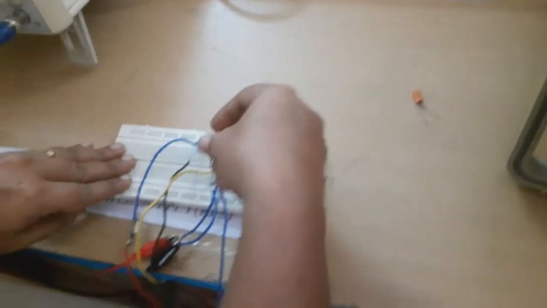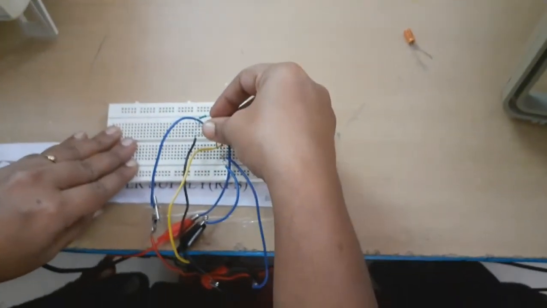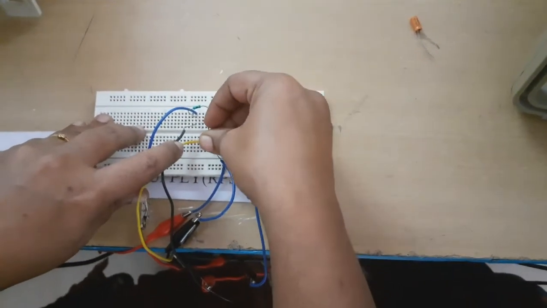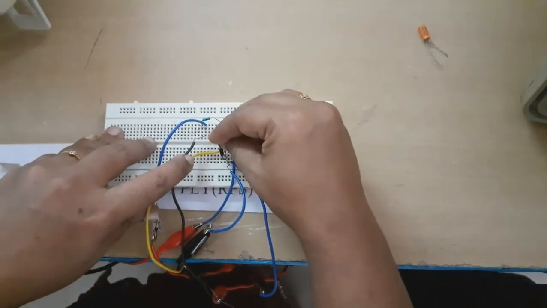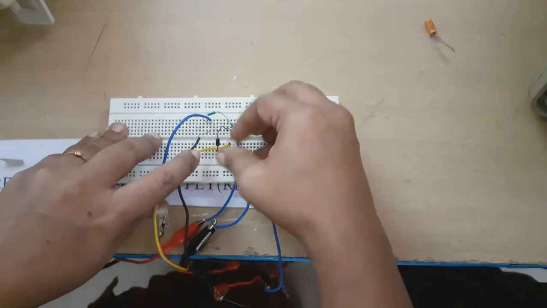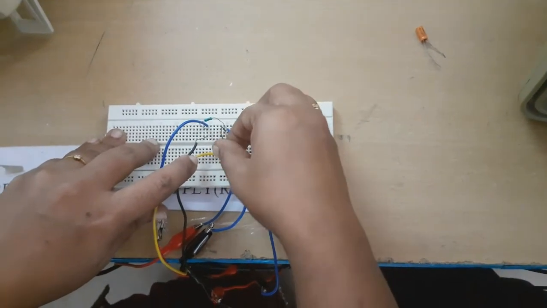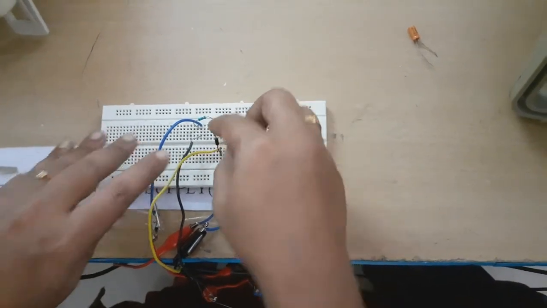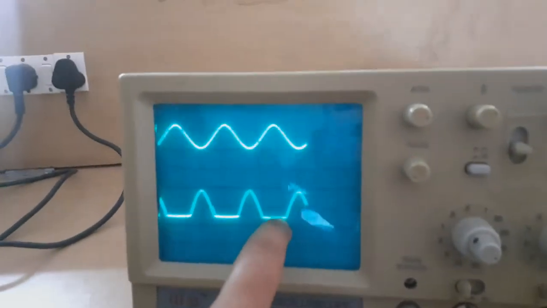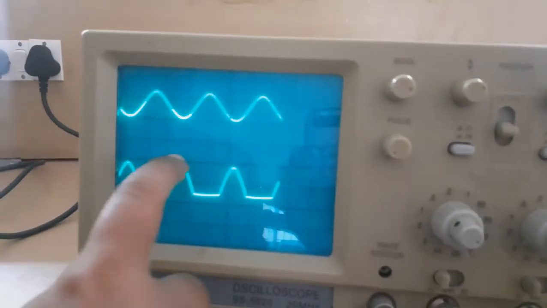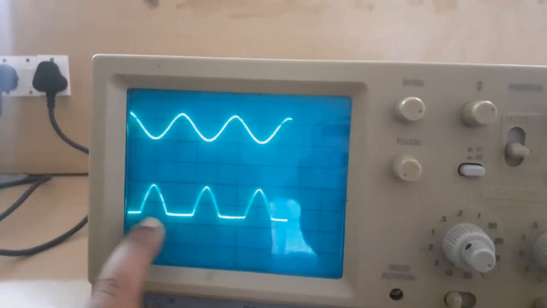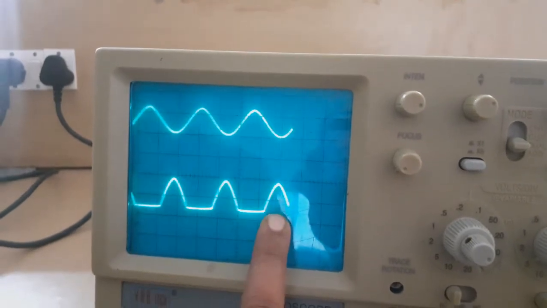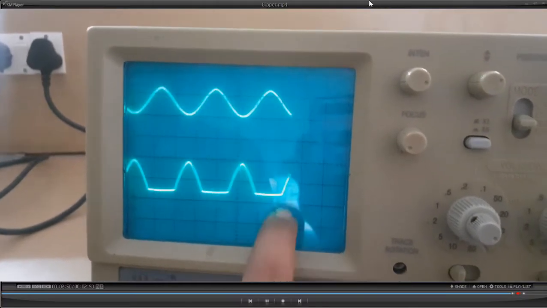And now we give the reverse connection of the diode. The diode is connected in a reverse manner in the circuit in order to perform the negative clipping. If you connect the diode in a reverse manner, you can see the negative cycle of the input signal gets clipped off. Only the positive signal is allowed and the negative signal gets clipped off.